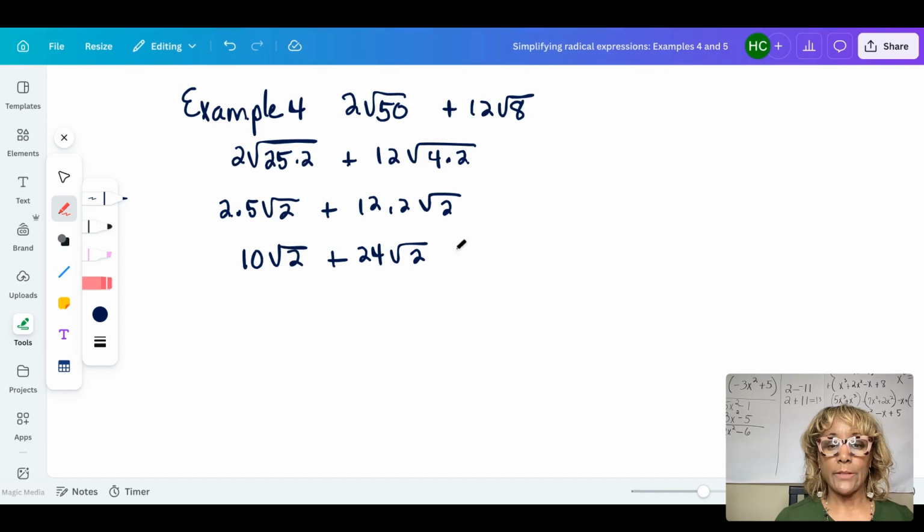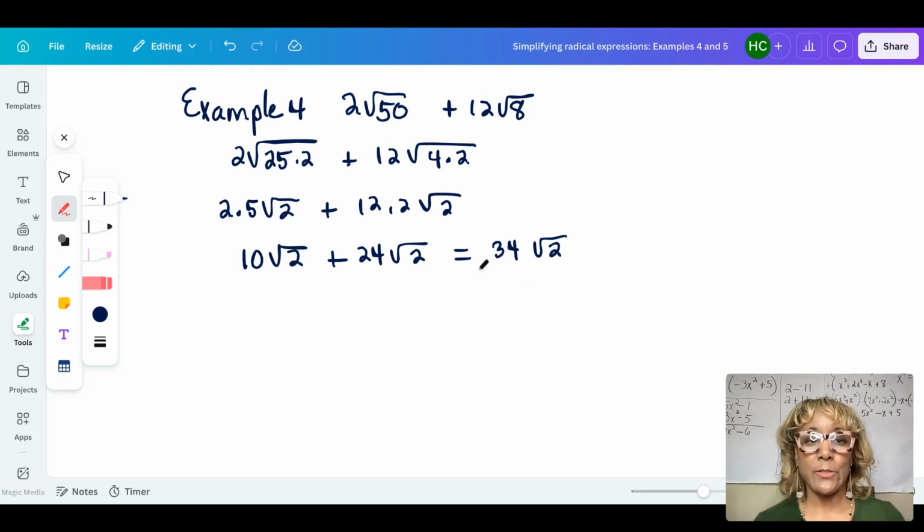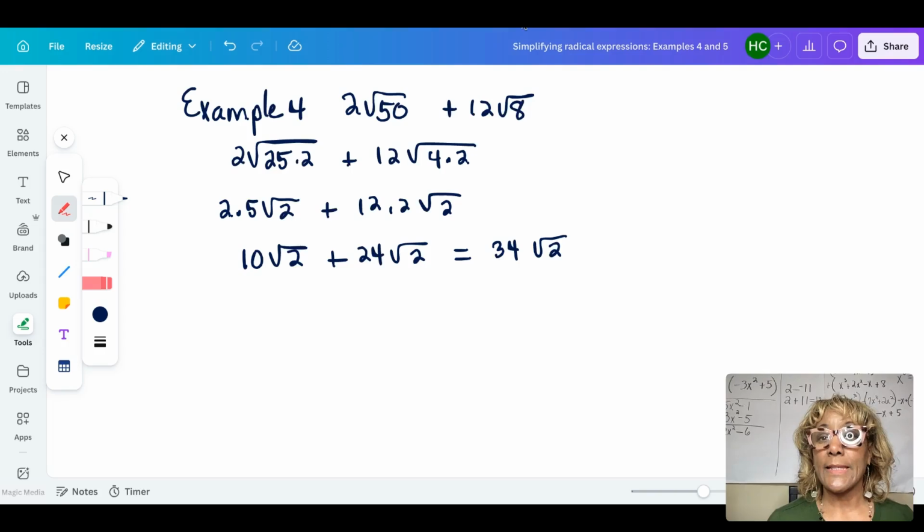And I'm going to combine those two, and that'll give me 34 square root of 2. Are you tracking with me? So far, so good? Perfect. Let's do another example, this time with some cube roots. Okay? Hold tight, and I'll show you that one.